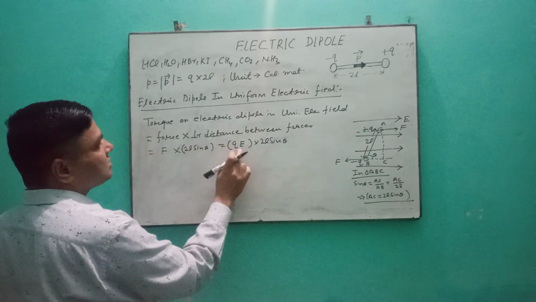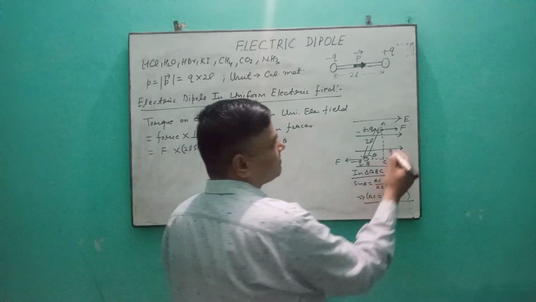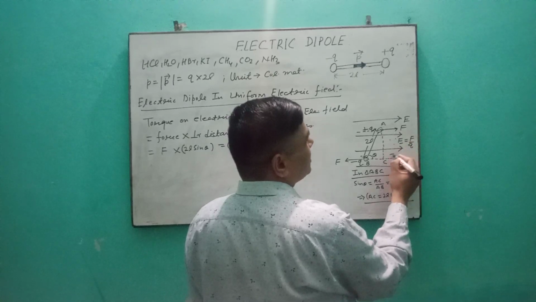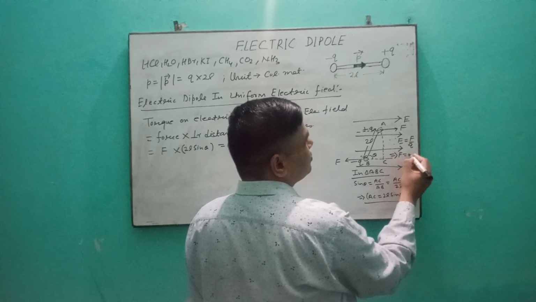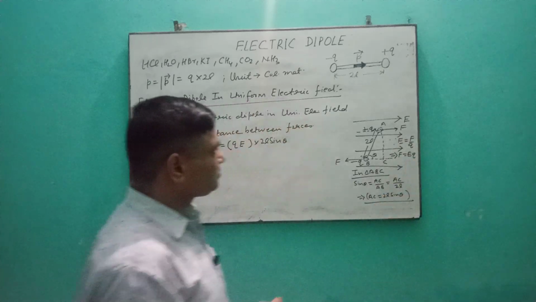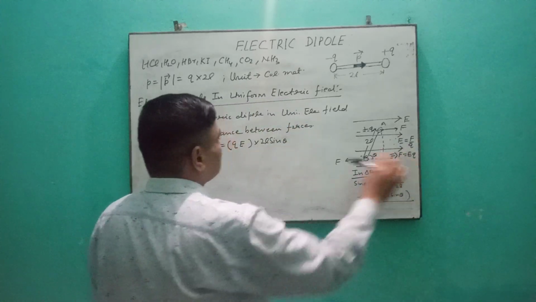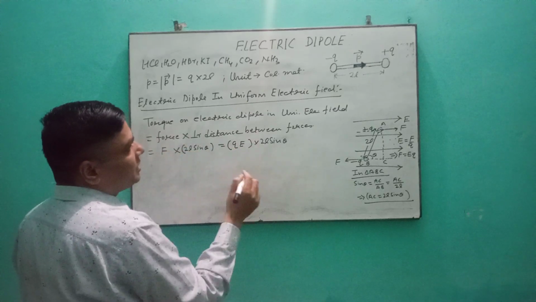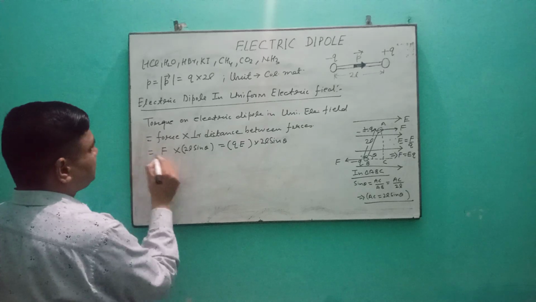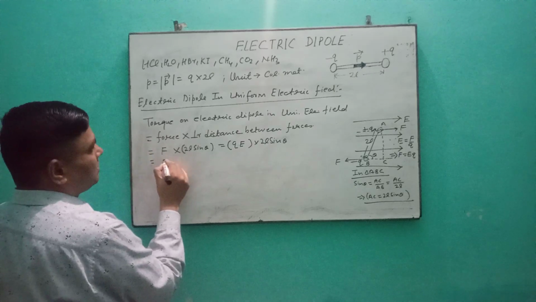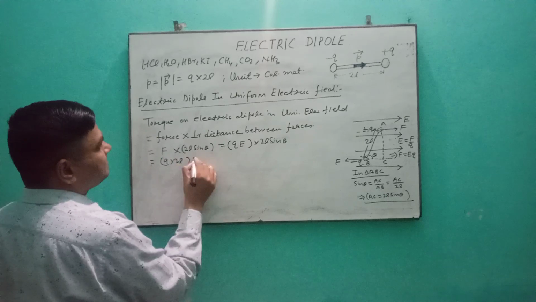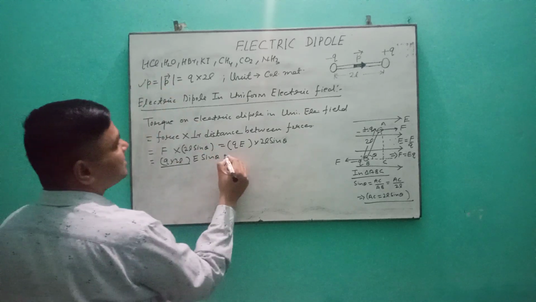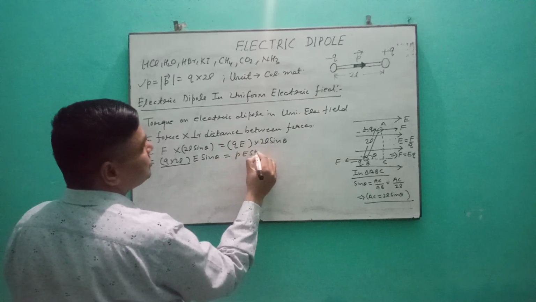From where does this QE come? Because we have E is equal to F upon Q, which implies F is equal to E into Q. From here we put the value of F at this place. This will be QE, and it is written as Q into 2L into E sine theta. This Q into 2L is P, and it will be P into E into sine theta.